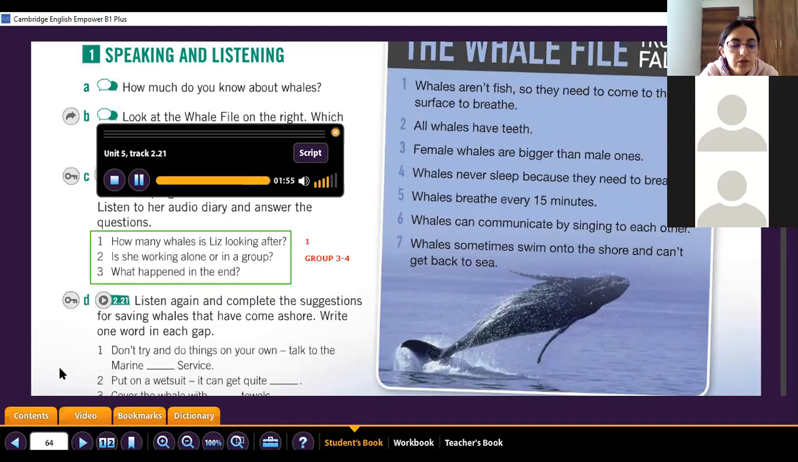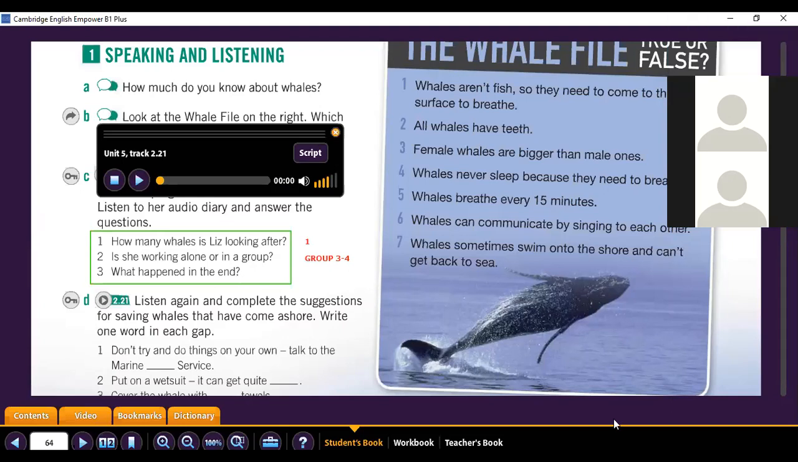Okay, guys, so what happened in the end with the whale? In the end, the whale was able to return to the sea. Yes. Finally, in the end, the whale could go back to the sea. Yes. They could save the whale.